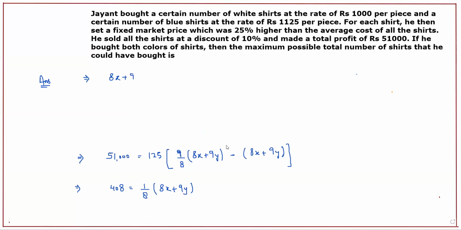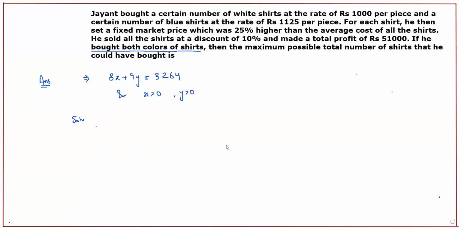Let's cross multiply: 8X plus 9Y equals 3264. Now it is given in the question that he has bought both colors of shirt, meaning X and Y both are positive. So let's find the solutions of this equation. When Y is 0, X is 408. I will not take this solution because Y is 0. I have to find positive values for both X and Y. To find the X value, I will see the coefficient of Y, and to find the Y value, I will see the coefficient of X.